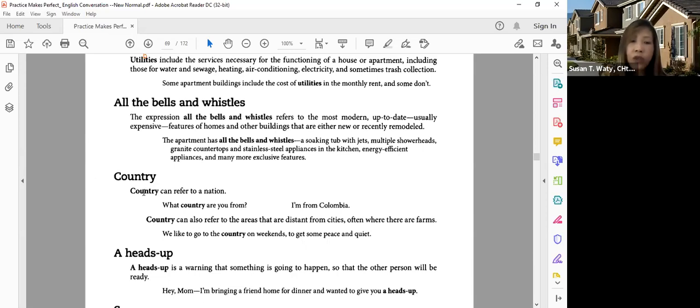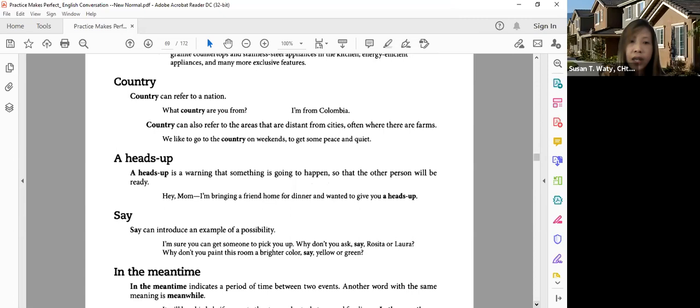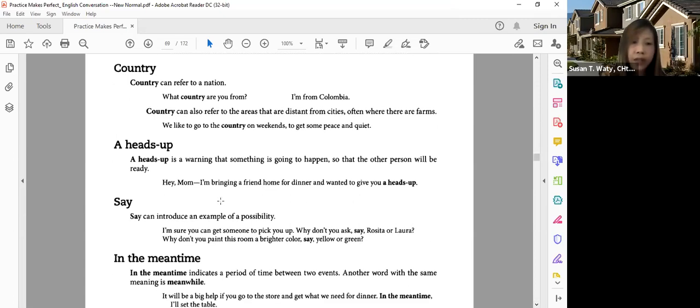Country can refer to a nation or an area that is distant from cities. Often there are farms. Countryside. A heads up is a warning that something is going to happen. Let's say the example is, "Hi mom, I'm bringing a friend home for dinner. I wanted to give you a heads up." So you let your mother know first that you're going to have a friend over for dinner at home.